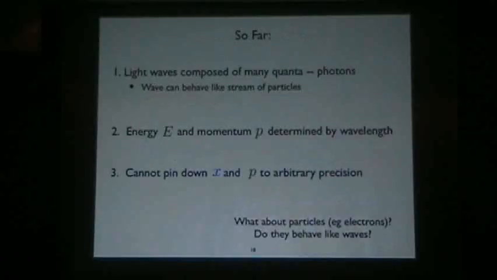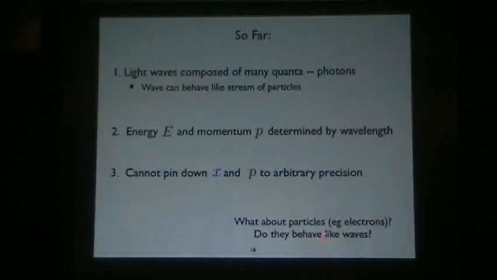So what have we done so far? Light waves are composed of many quanta. The light wave has a smallest piece, and it's a collection of many of that piece. The wave can behave like a stream of particles if you measure the right way, because in some sense that's what it is. The energy and momentum of any individual quantum is determined by the wavelength of the wave, and we cannot pin down simultaneously the location of a photon and its momentum. If we know one for sure, we don't know anything about the other. So this is a brief description of how quantum mechanics describes light.